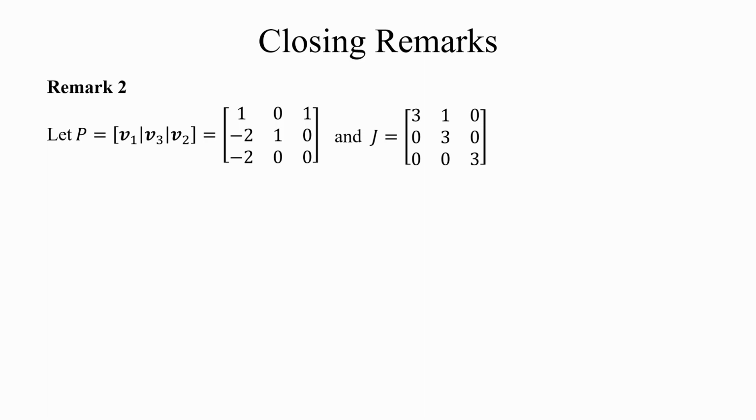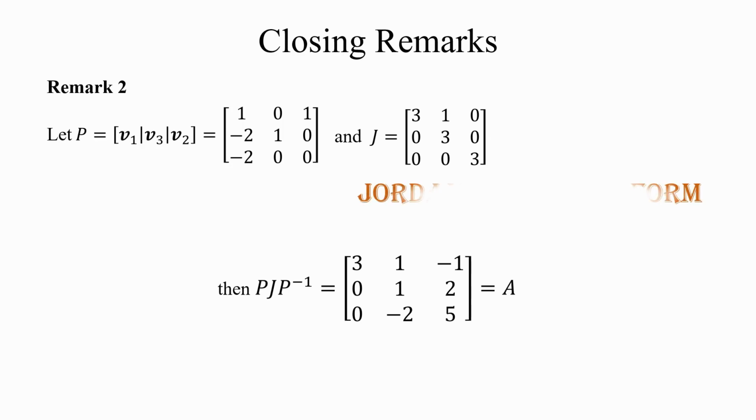So if you define these matrices, then it turns out that P J P inverse is equal to the matrix A. So this is one way to decompose the matrix A. I'm not going to explain why this is true. If you want to know why, you can look up the Jordan canonical form of a matrix. That's why I've labeled the almost diagonal matrix J. That is the Jordan canonical form for the matrix A.